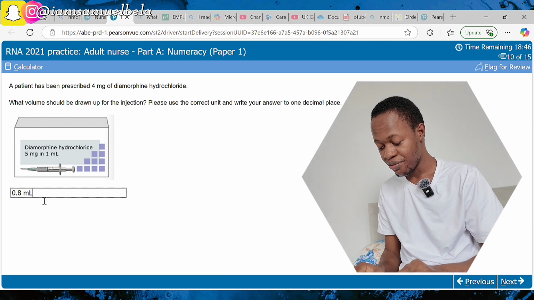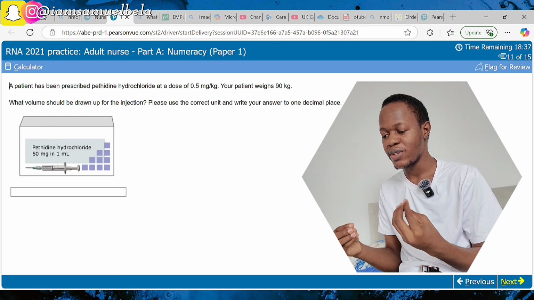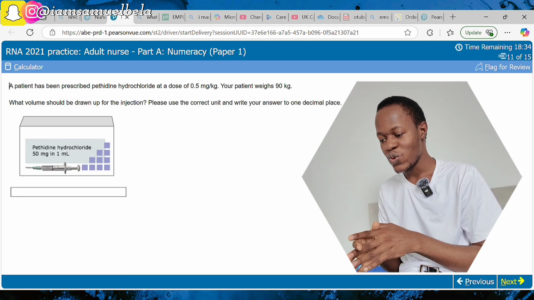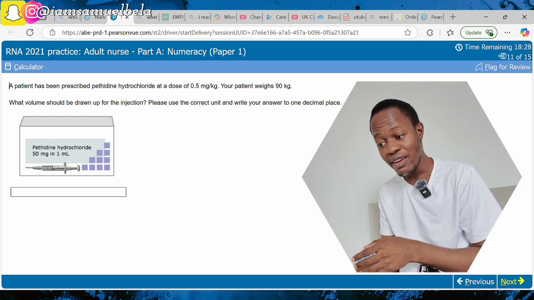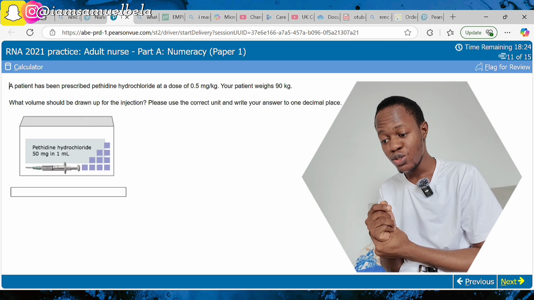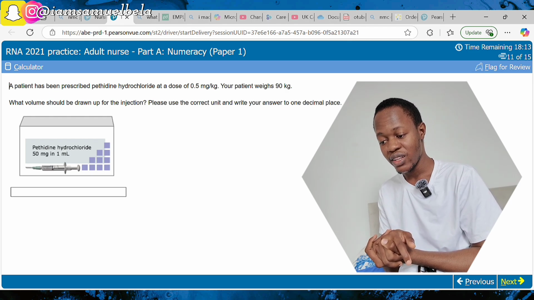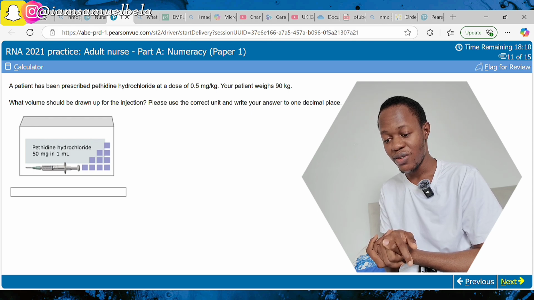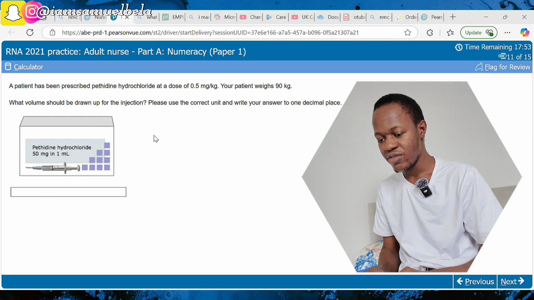A patient has been prescribed pethidine hydrochloride at a dose of 0.5 milligram per kilogram. Your patient weighs 90 kilograms, so that means this person is due for 45 milligram. What volume should be drawn up for the syringe? It gives us 50 milligram in 1 ml, and the person is to take 45 milligram. So let's use the same method again. 45 divided by 50, 0.9 ml.